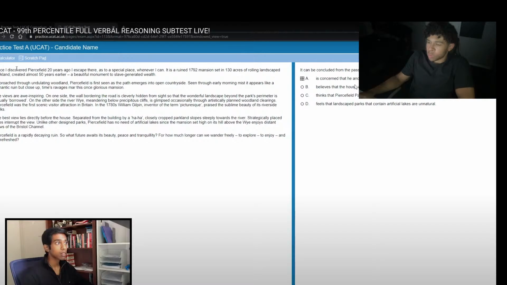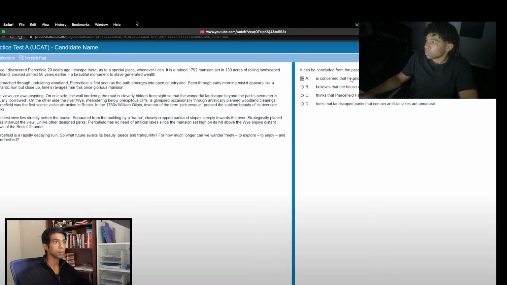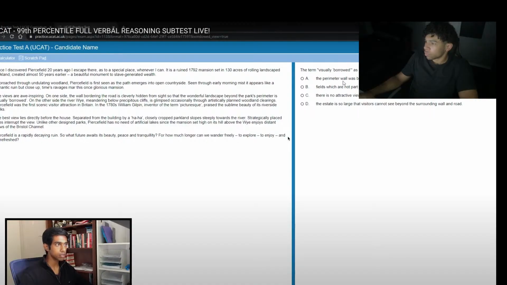What feature wasted beauty? Piece tranquility. How much mark it? 1 3. Yeah, it would be A. Visually borrowed. I saw this before. Just imagine it's like looking at the edge options. The views are on one side, the wall bordering the road is cleverly hidden from sight, so the wonderful landscape is visually borrowed.